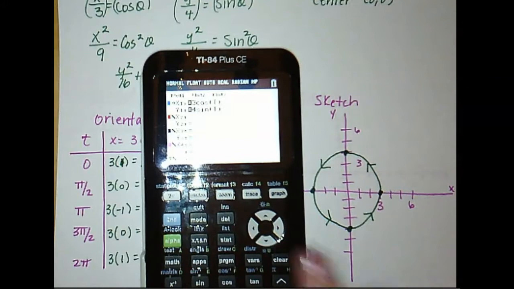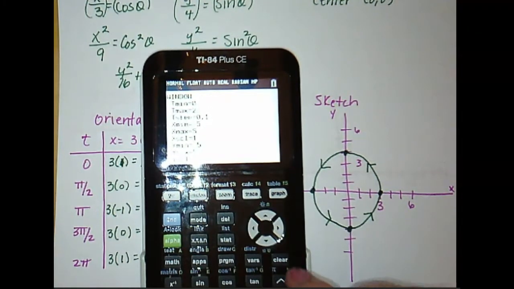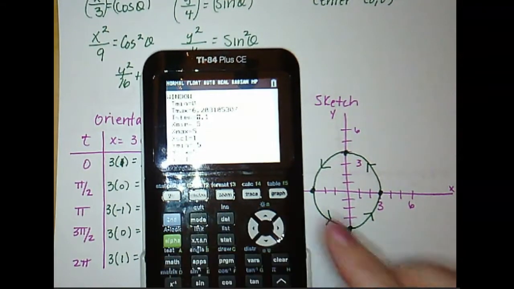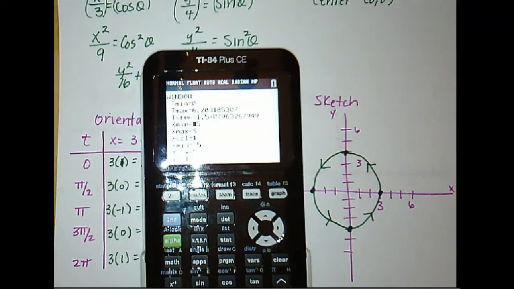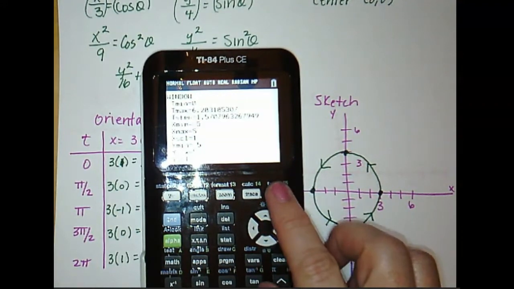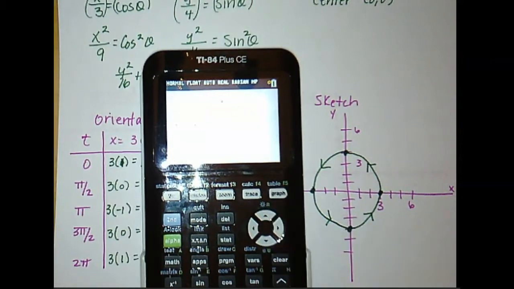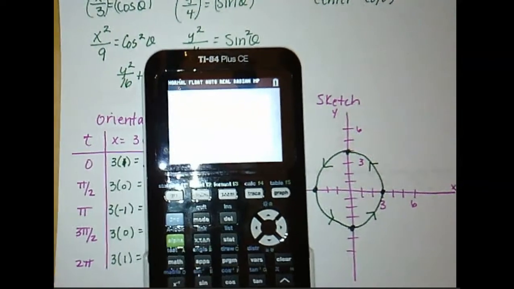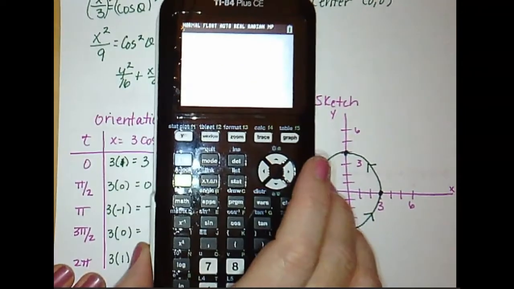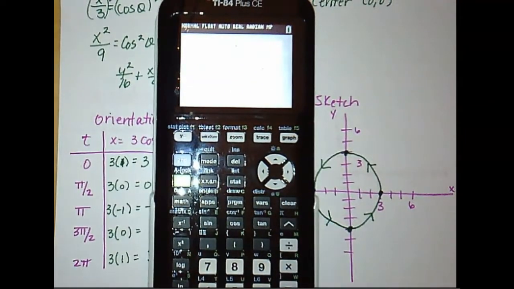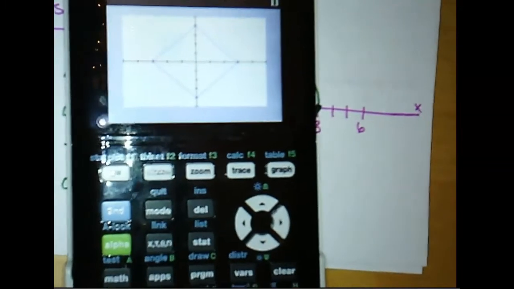And then we're going to go to the window, and we said we were doing 0 to 2 pi, so I'm going to do 0, and I'm going to do 2 pi, and then I'm going to count by pi over 2s like we normally do. So t-step pi divided by 2, and then we went 3 and 4 in each direction, so -5 to 5 should be fine, and we're going to graph. Well, that's kind of hard for you to see. I'm going to zoom in here a little bit. You can see that a little bit better.